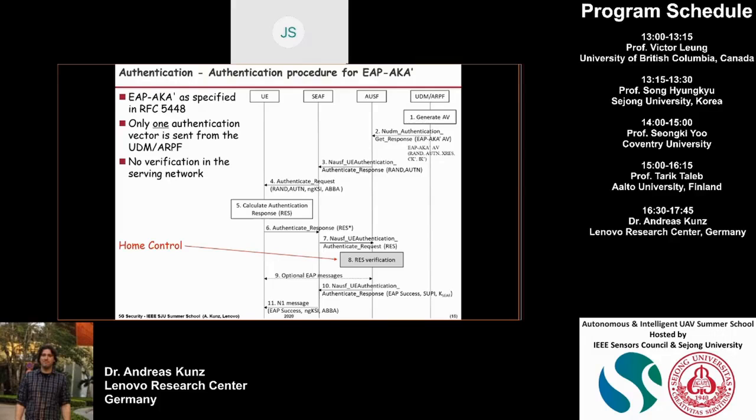So here it's basically the same, just that the AUSF provides the challenge to the SEAF and no expected hash response. So the UE will calculate the response and send it back to the SEAF. The SEAF will just forward it, and the AUSF will do the verification of the response and whether it matches. So here we do have the same home control as in 5G AKA. We don't have this extra verification in the SEAF.